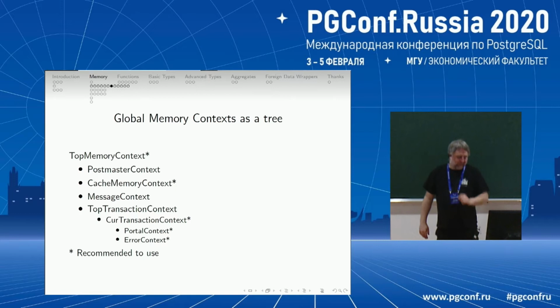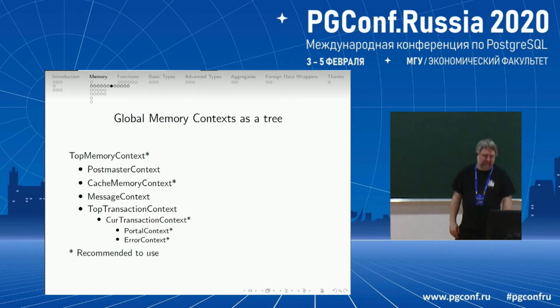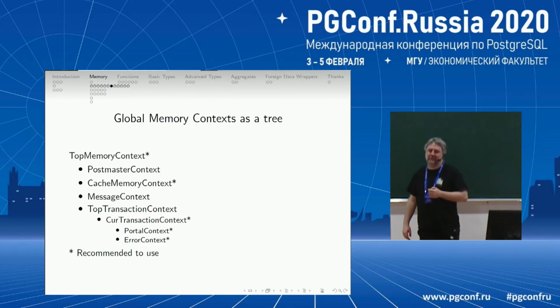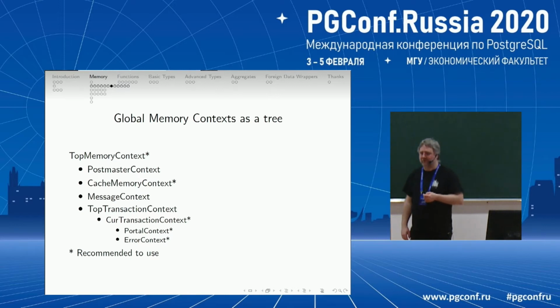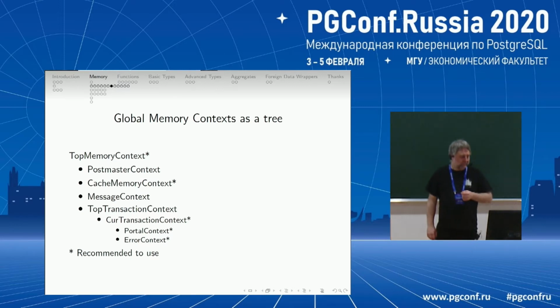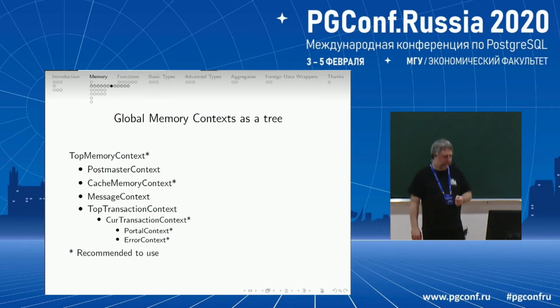So here's the global memory contexts as a tree. It's slightly complicated because portal context could occur under message context or under top transaction context, depending upon whether you are in an explicit transaction or not. So the ones I have with an asterisk here are the ones I recommend using.